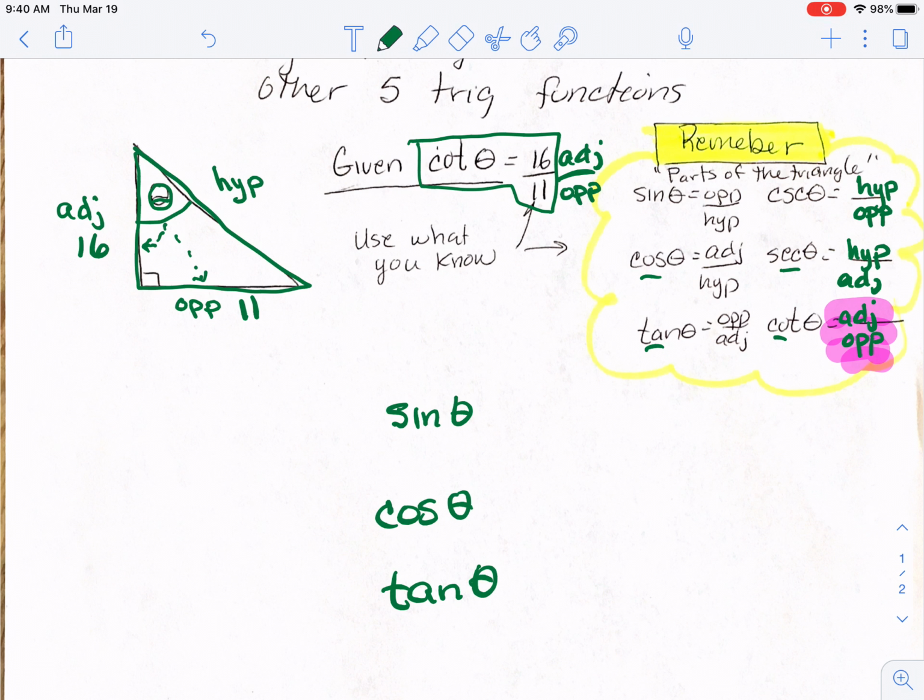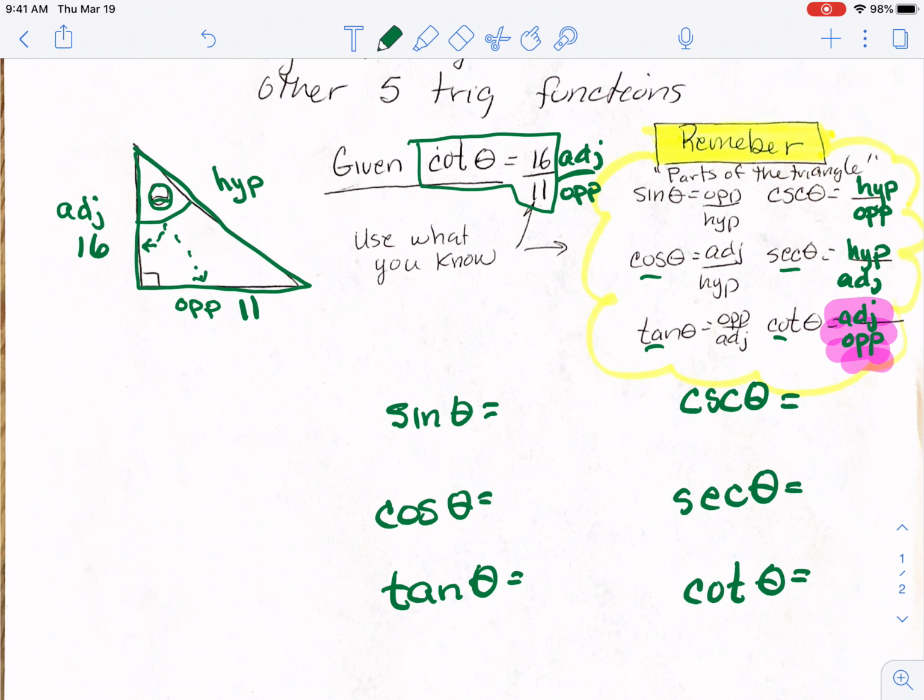And then the reciprocal functions are going to go over here. I'm going to leave space for a couple rows of writing. So the reciprocal of sine is cosecant theta. Reciprocal of cosine is secant theta. And the reciprocal of tangent is cotangent theta. Now, since I have my parts of the triangle formulas already written up here on my yellow cloud, I'm not going to write them again. I am going to fill in what I do know.